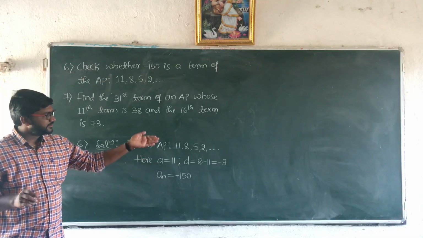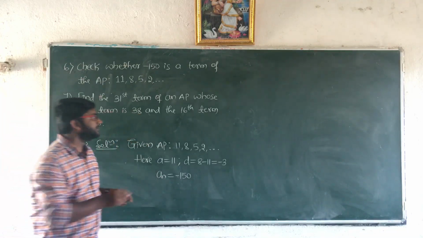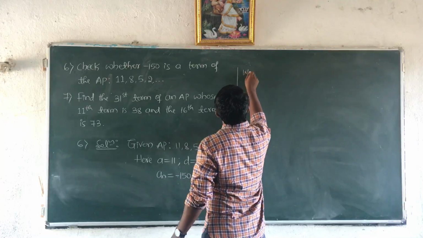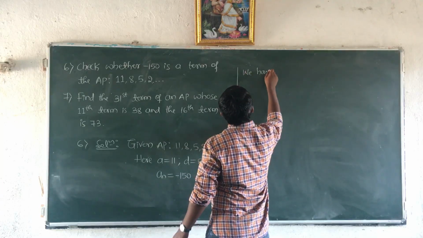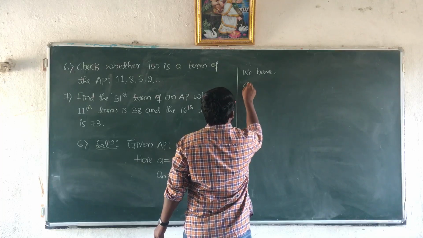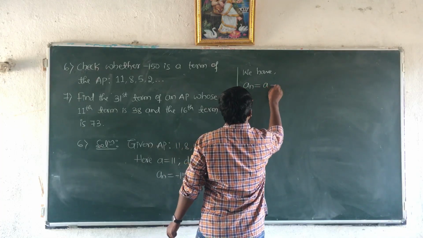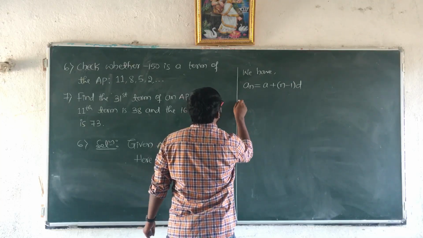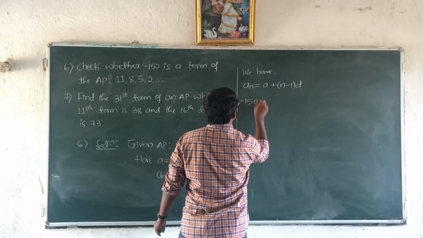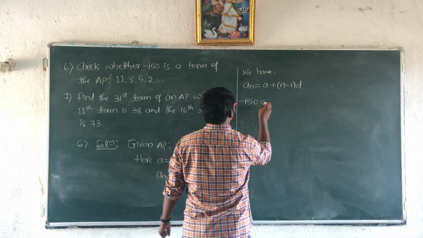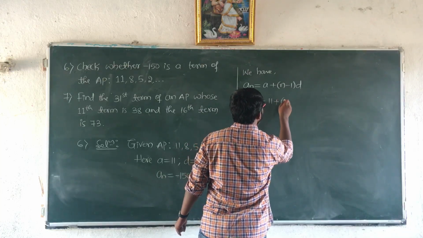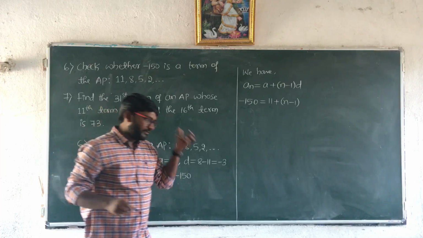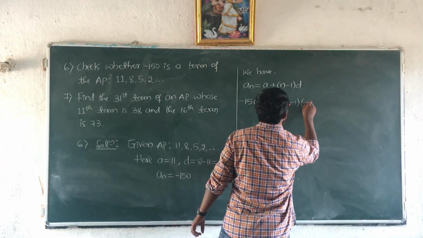So let us substitute this information in the standard formula. AN is equal to A plus n minus 1 into D. What is AN? It is minus 150. This is equal to A, it is 11, plus n minus 1 into D. D is minus 3 now.